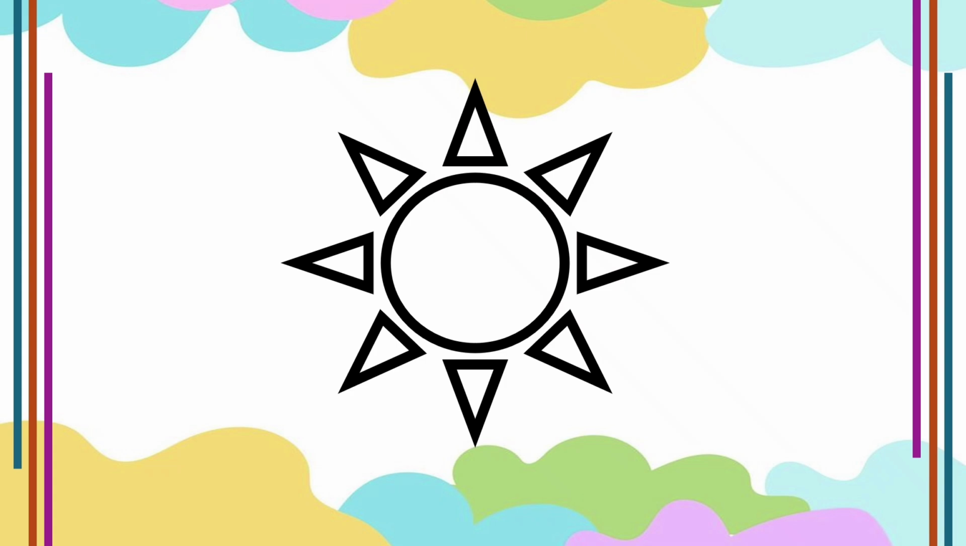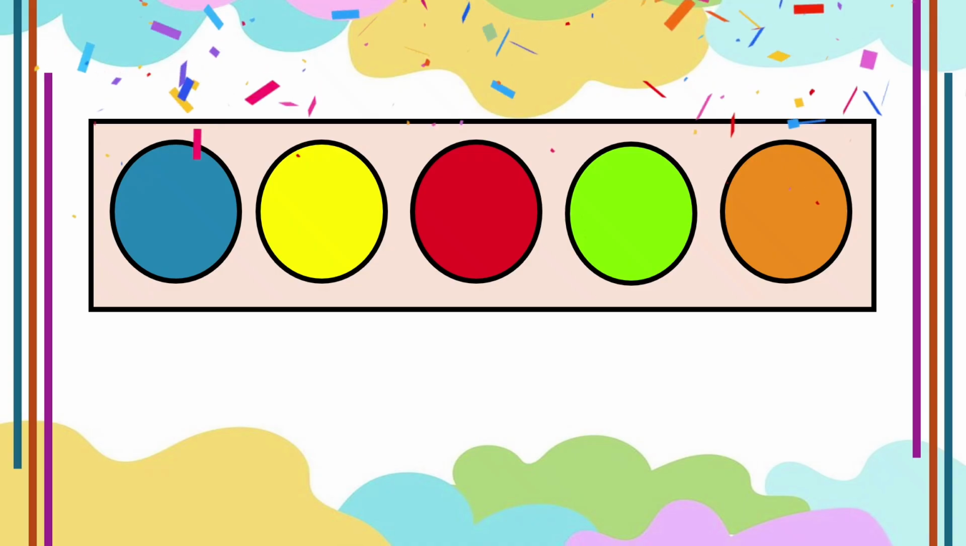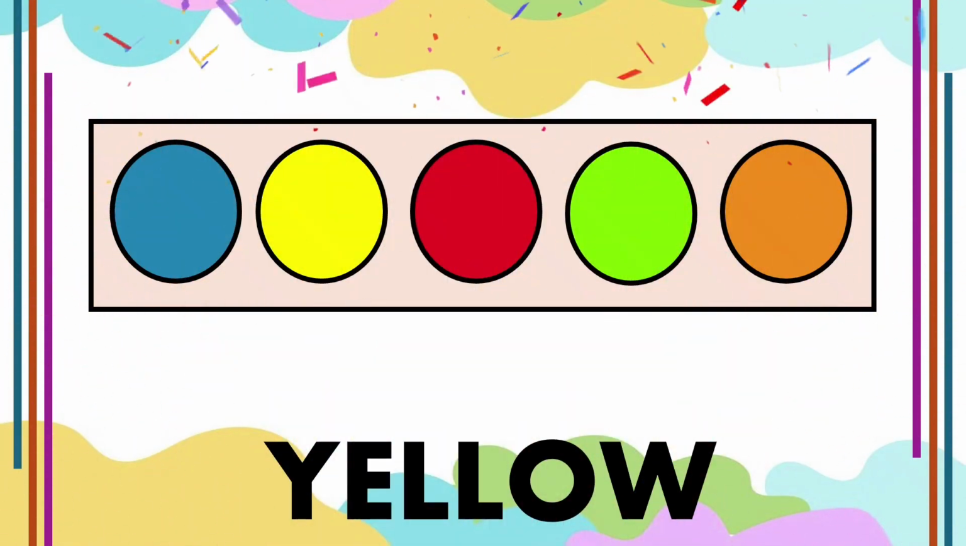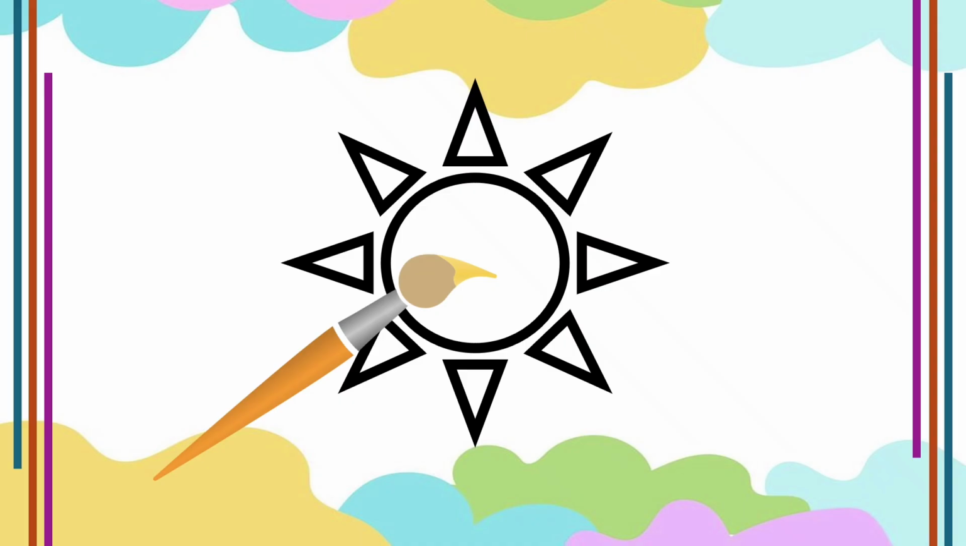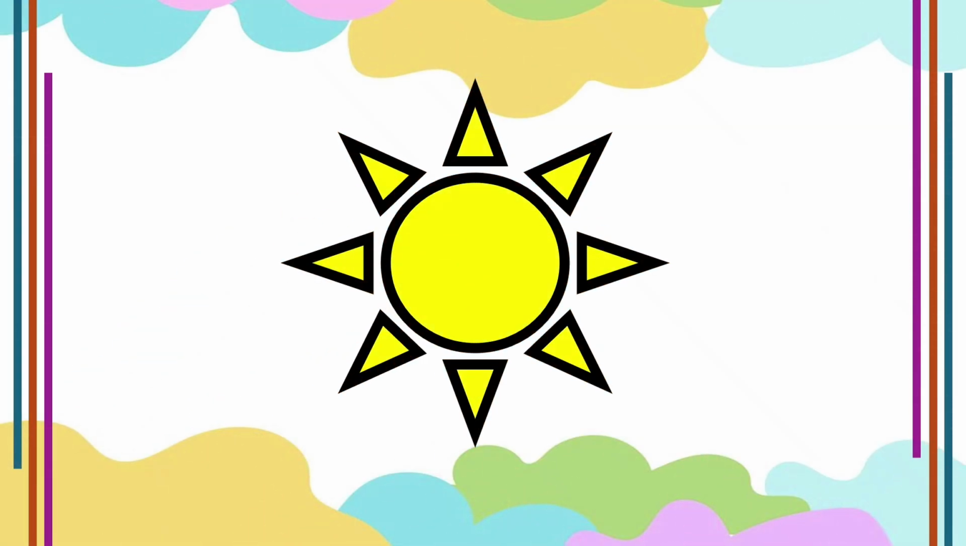It is a sun. Let's choose color for it. I am choosing this color. Can you name this color? Superb, it's yellow. Let's color it. Wow, now it is bright sun.